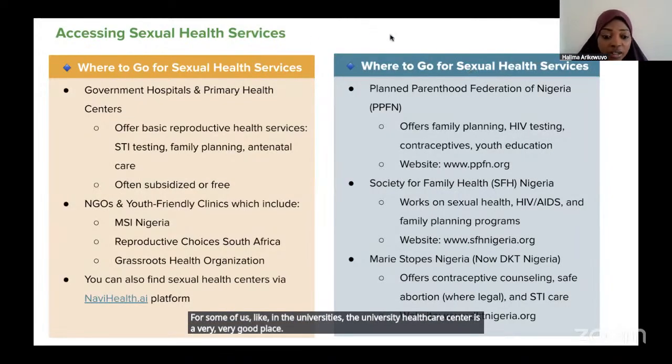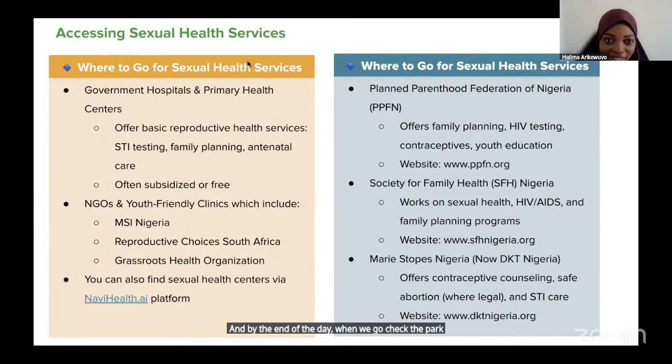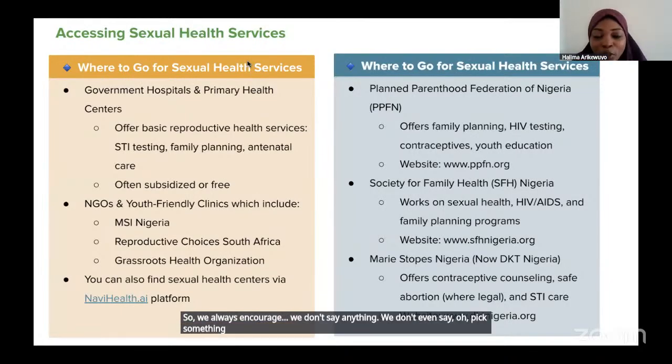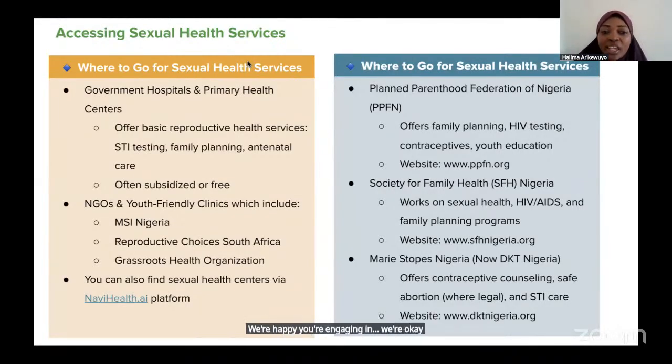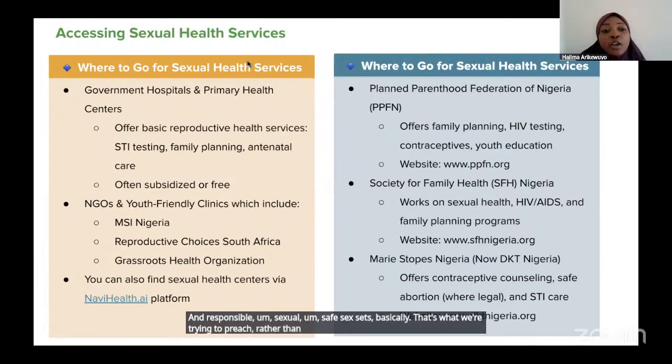I remember working in the university health center, and our pharmacy department would always put a pack of condoms just at the entrance of the pharmacy without saying a word. And by the end of the day, when we go check the pack, it's totally empty. We don't say anything, we don't even say, oh, pick something there. We just drop it there, and by the end of the day, we cannot find anything. It's normal. We are happy you're taking it. We're okay with you engaging in safe and responsible sex. Basically, that's what we're trying to preach, rather than facing the consequences of what unsafe sex could predispose one to.